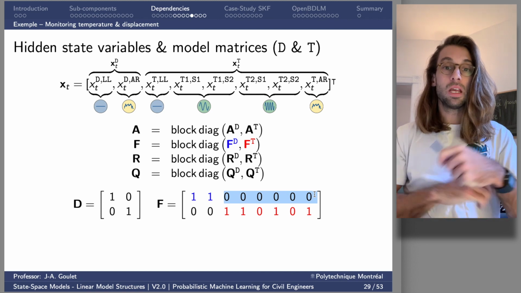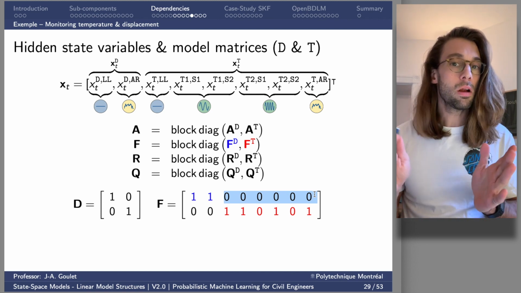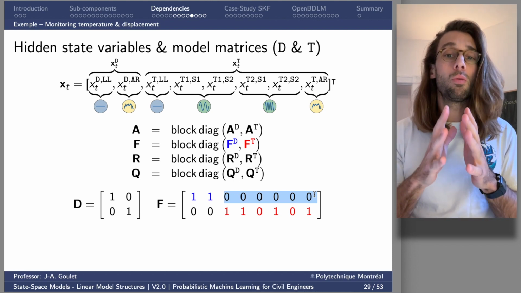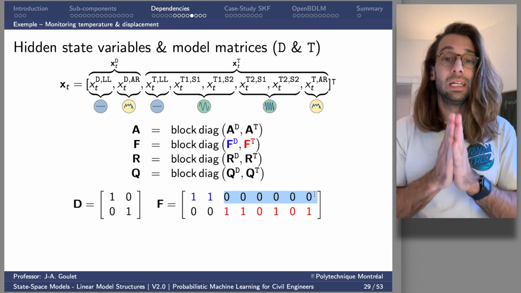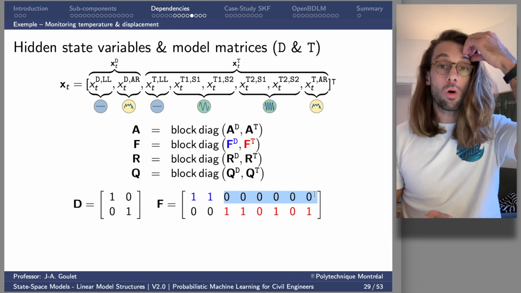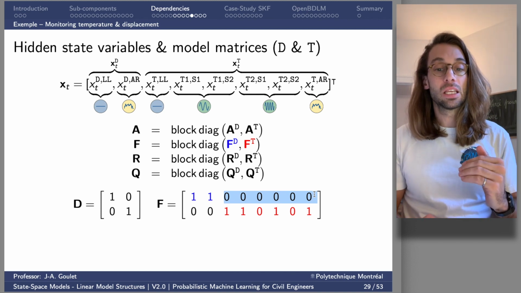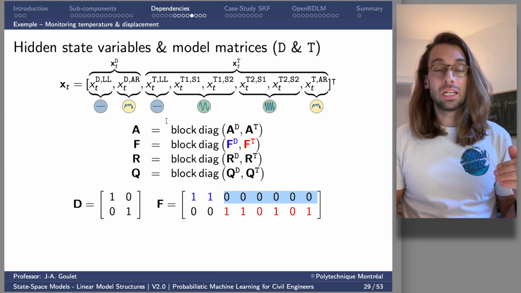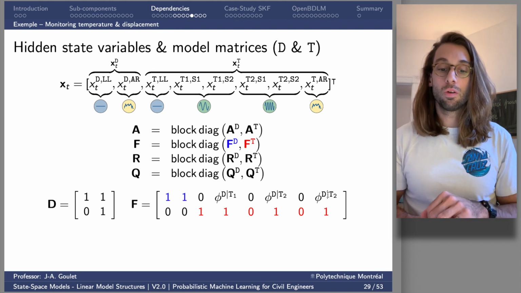What does it mean? It means that my displacement is independent from my temperature. So in that specific case, whether I would independently process my 2 time series or process them together would lead exactly to the same result, okay? But this is not what we want to do here. We want to have some dependencies between the hidden states for my temperature and the displacement response. So in that case, I want to introduce a 1 here in order to generate some regression coefficient.